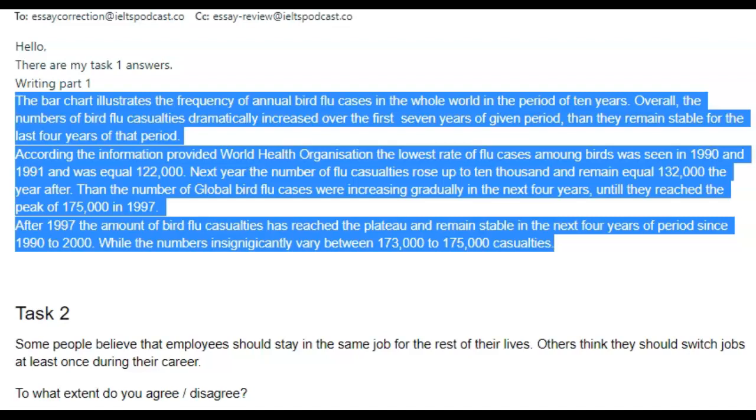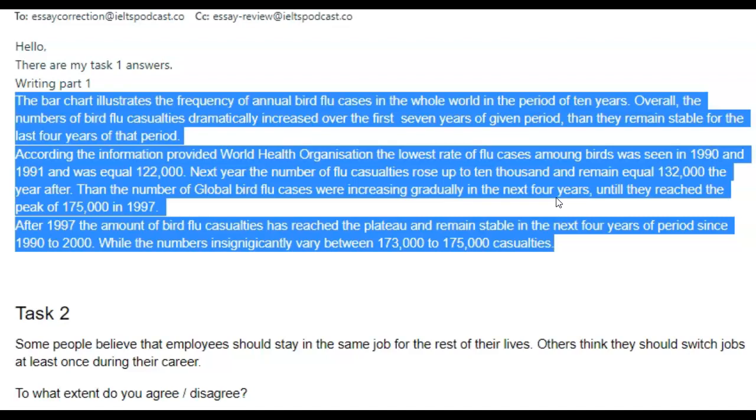So one place where maybe you could have increased a little more. You talked about 1990, 91. Then you talked about, right here, look, the number increased gradually in the next 4 years. Now, you don't really have a ton of information to talk about here. So what you could have done instead of just glossing over that 4 year period is you could have talked about it a little more specifically.